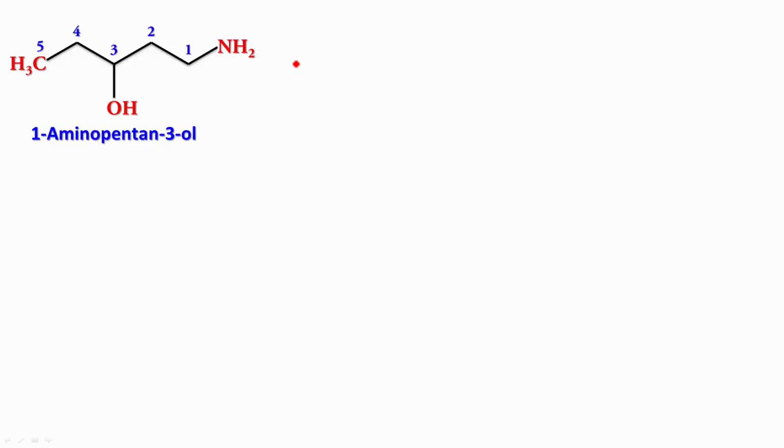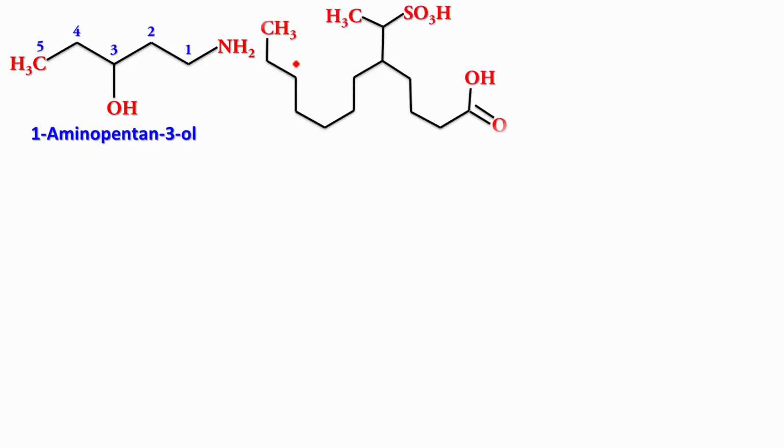Let's go for the next one. Yeah, pretty complicated here, right? So, pause the video, do your naming, and then come back. So, let's name this now. Which is the principal functional group? We have got two of them. We have got carboxylic acid, we have got sulfonic acid. And if you remember, carboxylic acid is always number 1. So, our principal functional group is this fellow. And we will be starting the parent chain from this carbon.